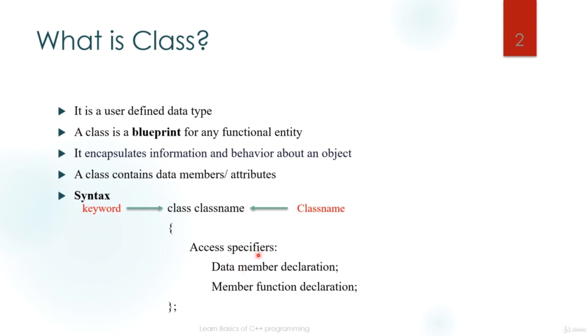An access specifier is a keyword in an object-oriented programming language which sets the accessibility of the classes, methods, and other members. Access specifiers are grouped under the sections private, public, or protected. They are mainly used to denote which members are private or public. And here we terminate the class with the help of the semicolon.